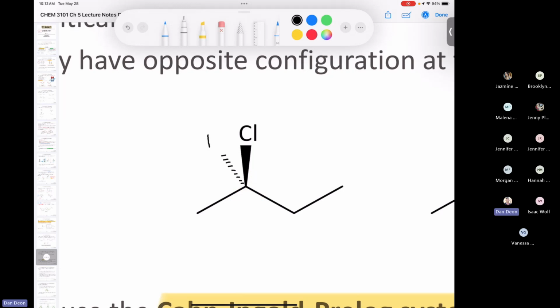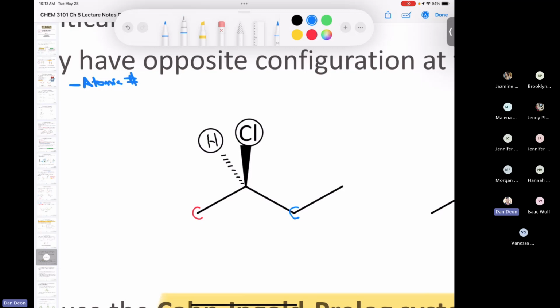And then what we do is we prioritize the groups based on atomic number. Remember, atomic number is the number of protons. Whichever element has the highest atomic number on the periodic table, that takes priority. So this carbon, which is our chiral center, is attached to a chlorine, it's attached to a hydrogen, it's attached to this carbon in red, and then it's attached to this carbon in blue. Could anybody tell me which one of these elements, is it carbon, hydrogen, or chlorine, which has the highest atomic number?